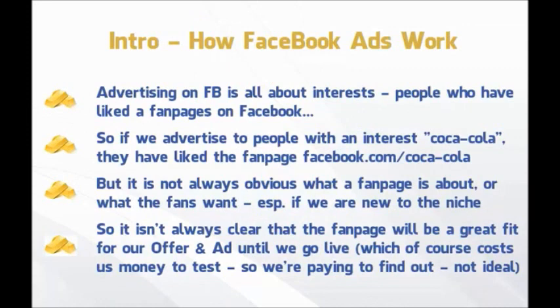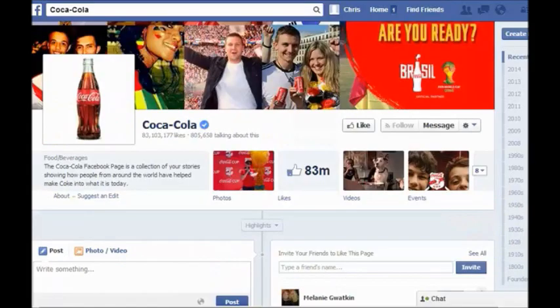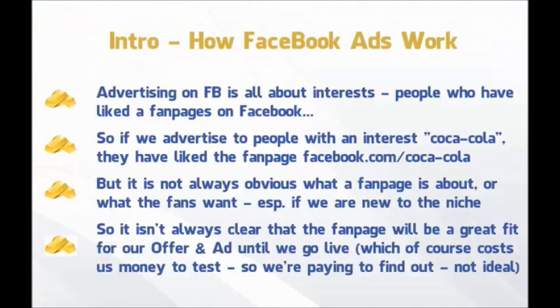So let's start from the top and understand exactly how Facebook ads work. Facebook advertising is really all about interest. It's about advertising and targeting people who've liked particular fan pages on Facebook. So if we advertise to people with an interest, let's say Coca-Cola, that means they've liked the fan page for that particular product, which is this one here. Now, Facebook also includes people who've commented about Coca-Cola on other pages, but predominantly, if we target a particular interest, it's because people have liked a particular fan page. So with Facebook ads, we're basically targeting people who've liked fan pages.